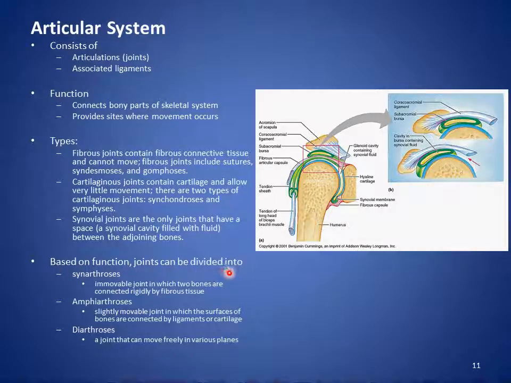Based on function, joints can be classified as synarthroses, amphiarthroses, and diarthroses. Synarthroses are immovable joints in which the two bones are connected rigidly by a fibrous connective tissue. Amphiarthroses are slightly movable, where the surfaces of the bones are connected by ligaments or cartilage, and diarthroses are joints that are freely movable in various planes.